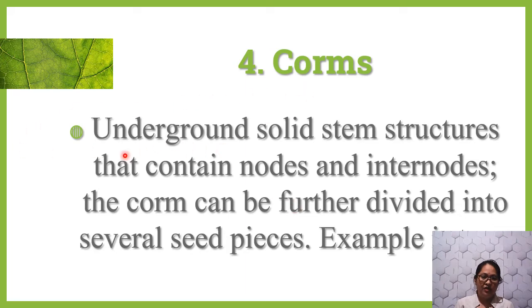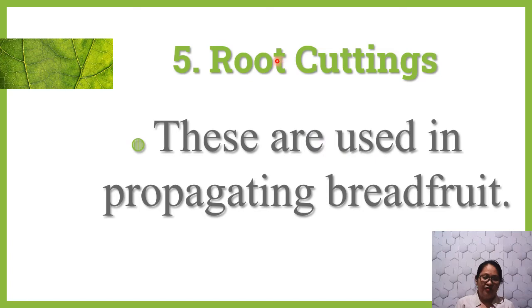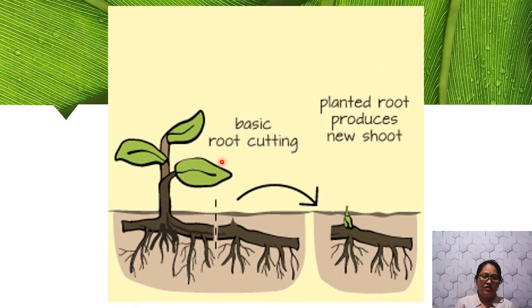Number 4, corms. Underground solid stem structures that contain nodes and internodes. The corm can be further divided into several seed pieces. Example is taro. As you can see in the illustration, this is an example of corms. The stem structures grow underground. Number 5 is root cuttings. These are used in propagating breadfruit. This is an illustration of root cutting. From the basic root cutting, planted root produces new shoots.